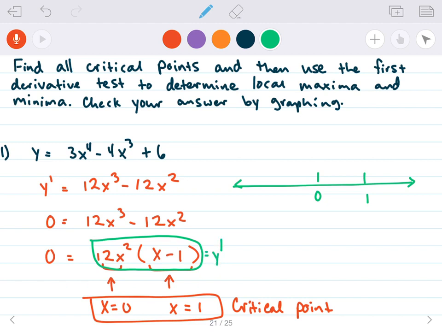Let's first look at something to the left of 0, which happens to be -1. If I plug -1 into my first derivative, using this factored form right here, I get 12 times -1 squared times -1 minus 1. So that ends up being negative.